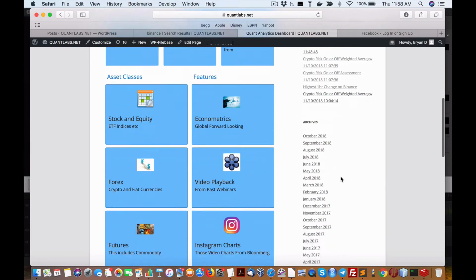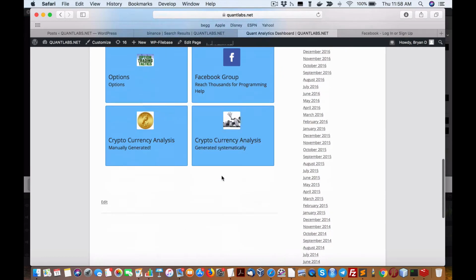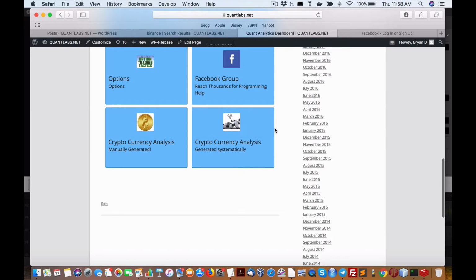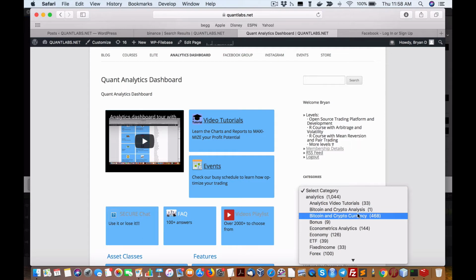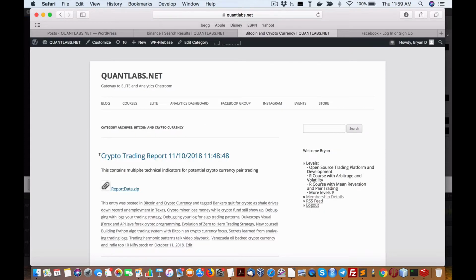So for the analytics crypto, come into your quant analytics dashboard. Just press that, and then you can come into here into this cryptocurrency analysis systematically generated, or you can just come under here under Bitcoin cryptocurrency. So let me just do that. So this is again run every 3 hours. So this is more for a variety of reasons for long term. So the name of the report, you can just do a search for crypto trading report, and it's quite detailed.